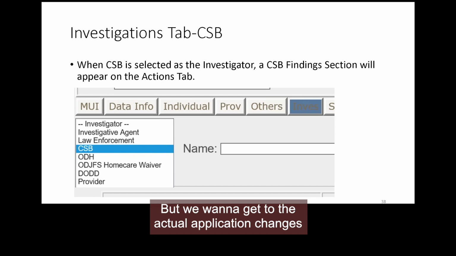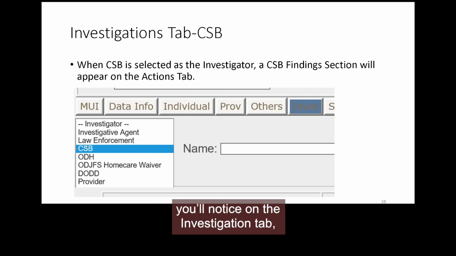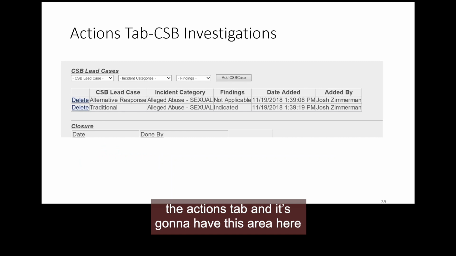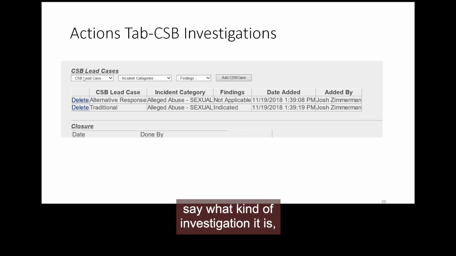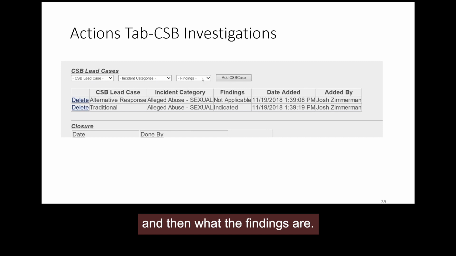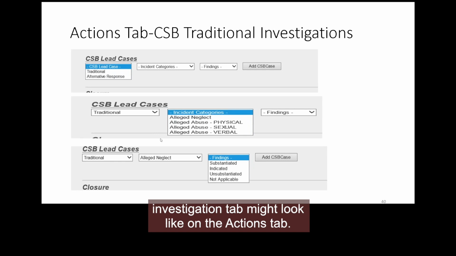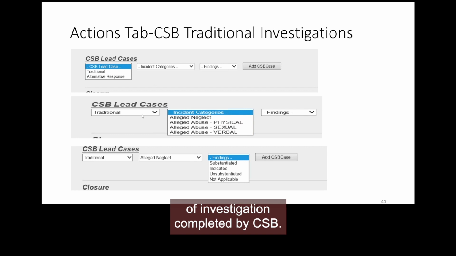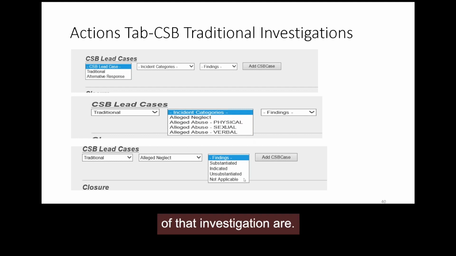But we want to get to the actual application changes, and that is when CSB is the lead investigator, you'll notice on the investigation tab there's a drop down for CSB, and when that is selected, it's going to populate the actions tab. It's going to have this area where it's going to allow you to, first of all, say what kind of investigation it is, whether it's traditional or alternative response, and what the incident category is, and then what the findings are. So we'll first move through what a traditional investigation might look like on the actions tab. Here you'll see we have the two different types of investigations completed by CSB. And then for a traditional, you'll see we have neglect, physical abuse, sexual and verbal. And then finally, whatever the findings or the outcome of that investigation are.